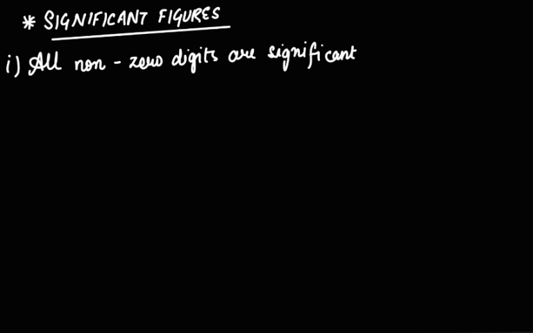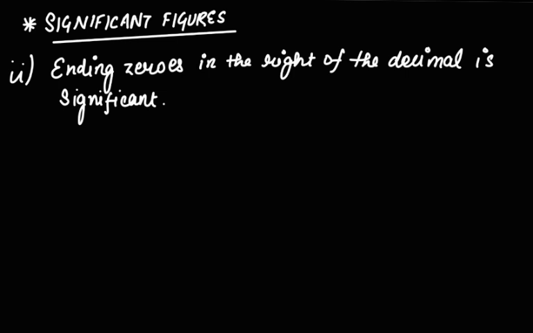Now let's understand some rules to determine the significant figures. Our first rule is that all non-zero digits are significant. For example, let's say 2.435. Here all the digits are non-zero, therefore there are 4 significant figures. The next rule is that ending zeros to the right of the decimal are significant. For example, let's say 56.0. Here 56 is a non-zero number, therefore these two are significant, and this 0 is placed on the right hand side of the decimal and is an ending 0, therefore this is also significant. Therefore, there are 3 significant figures.